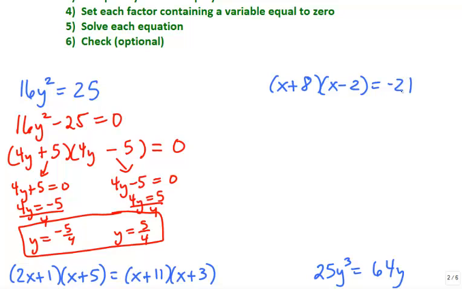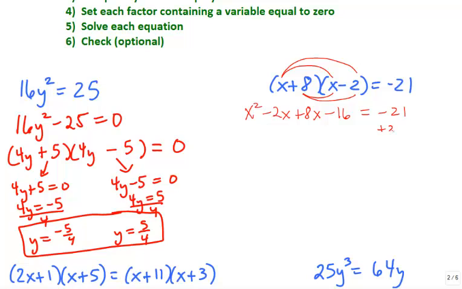We have to get a 0 on the right-hand side before we can finish solving this. So even though the left side looks factored, we have to undo all of that factoring just so that we can bring this 21 and move it over to the left side and get it involved in the game. So what we're going to do is FOIL out this left side and get rid of all these parentheses. So I'm going to do x times x is x squared, x times minus 2 is minus 2x, 8 times x is positive 8x, and positive 8 times negative 2 is negative 16. And this is still equal to that negative 21.